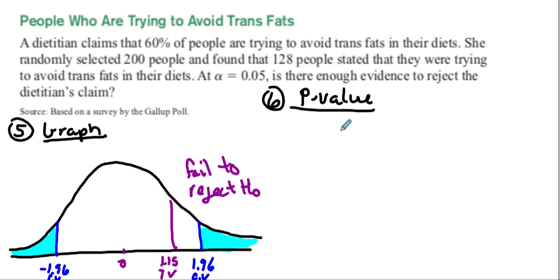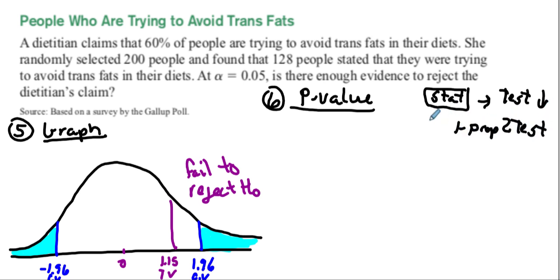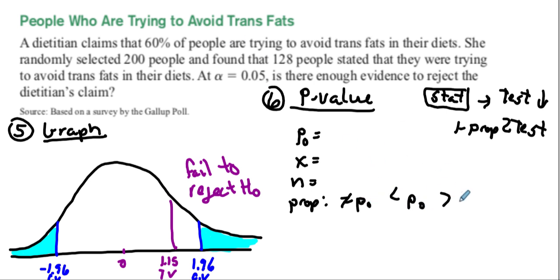Step 6, we're going to find our p-value. I'm going to use the calculator to find our p-value by hitting the stat button, cursor over to test tables, and then cursor down until I see the one proportion z-test. Once you push enter, you will see the following information pop up on your calculator screen.